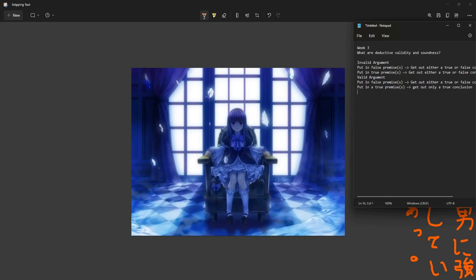What are the methods for telling if an argument is deductively valid or not? To do so, there are two tests that can be performed. Those are A, the possibility test, which is, can you think of a scenario wherein all the premises are true but the conclusion is false? And B, the well-known counterexample. This one's a bit difficult to just explain, so I'm going to show it to you.